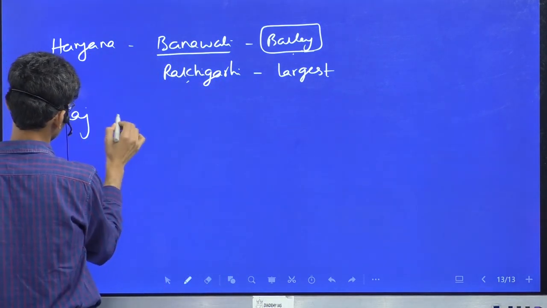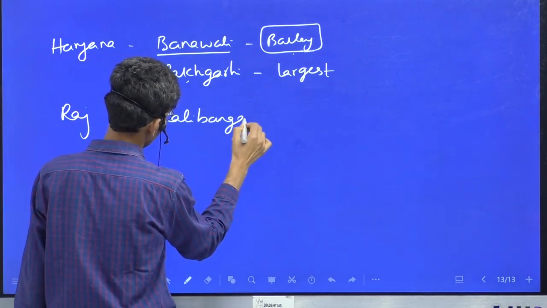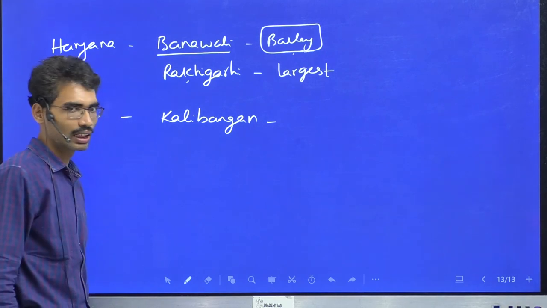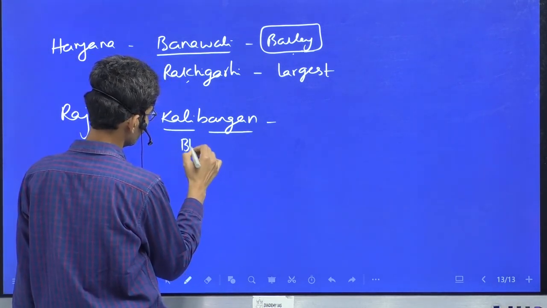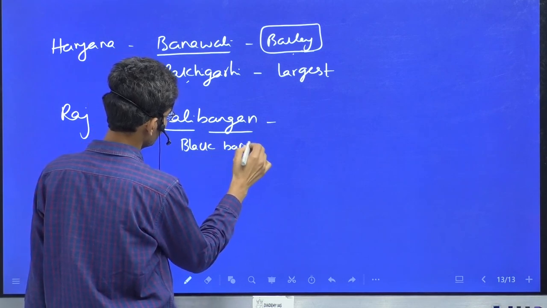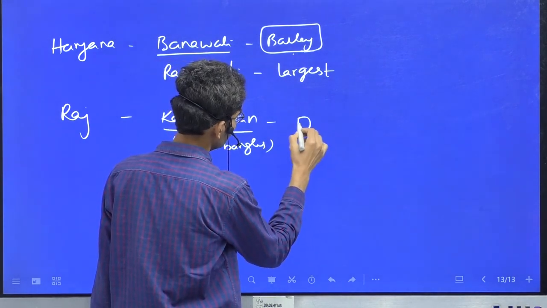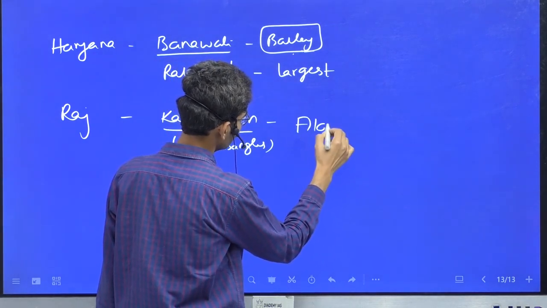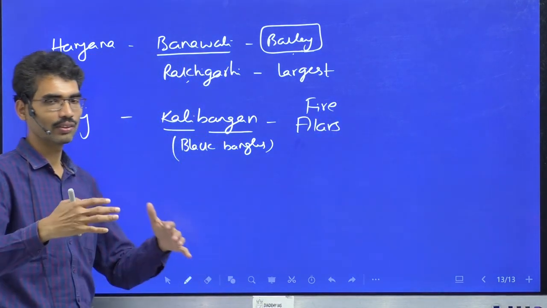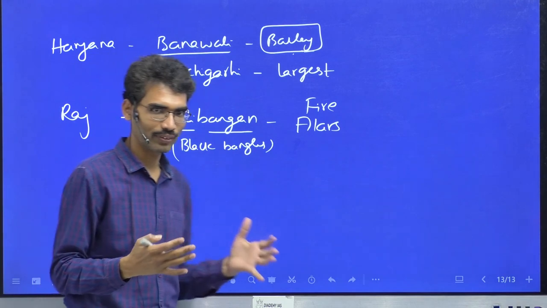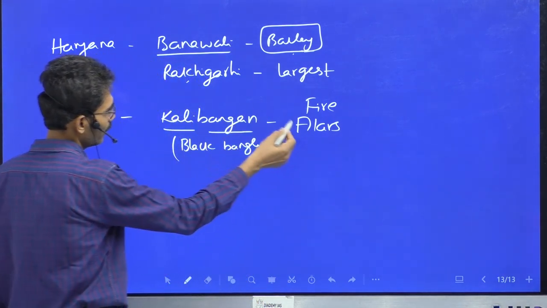Next, Rajasthan. Kalibangan. The meaning of Kalibangan is black bangles. It is known for altars, fire altars. So probably they were doing some kind of sacrifices or worshipping fire. Kalibangan, fire altars.